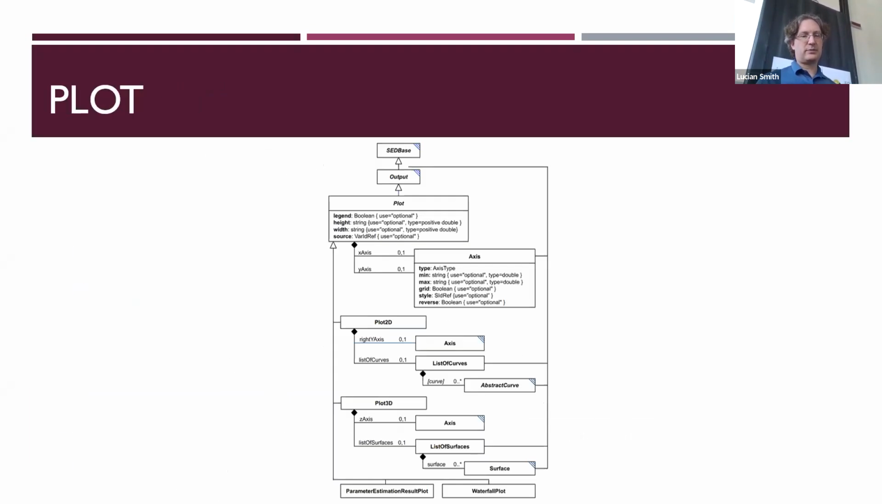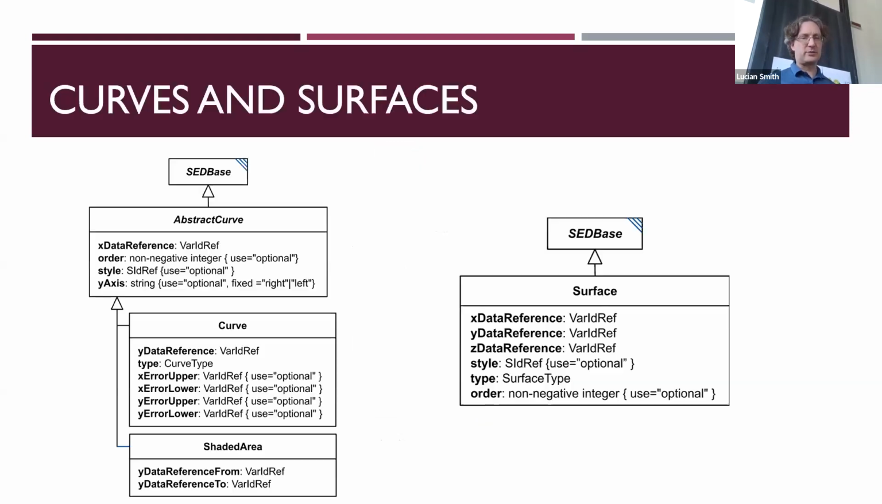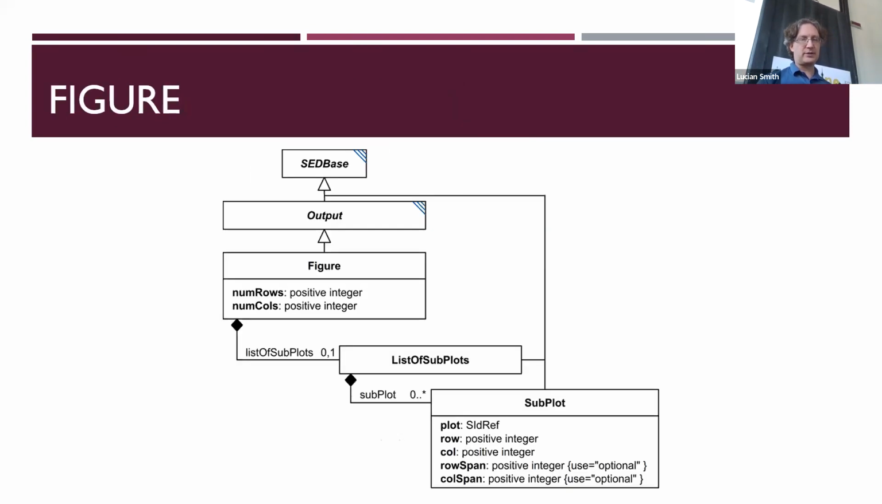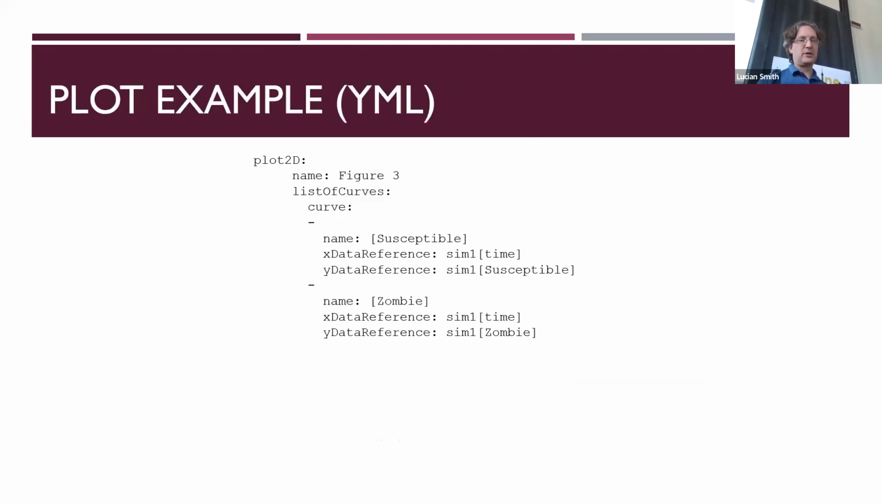Okay, simulate output. A plot looks like this. This is basically what it looks like right now. Curves and surfaces are also basically what they look like right now. The only difference is now your references are var ID refs, which can be that sort of string with subvariables mentioned. Reports, same thing: listed data sets, figures, listed subplots.